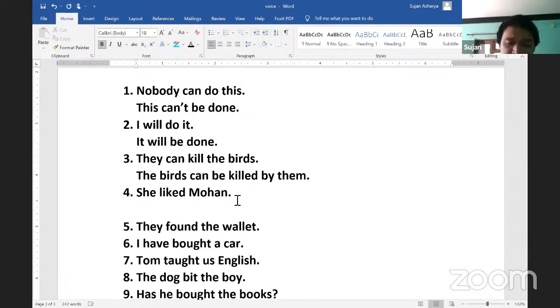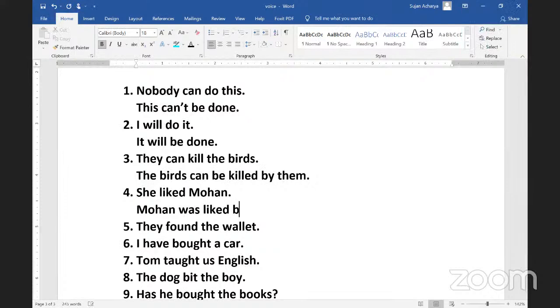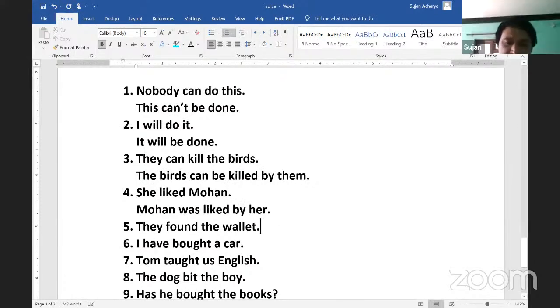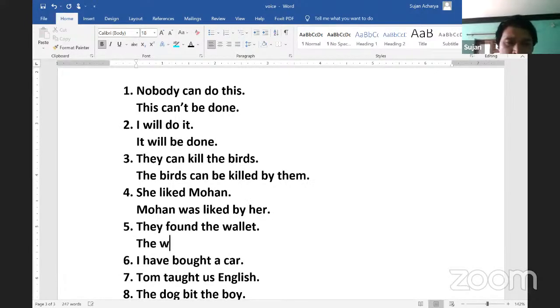She liked Mohan. Look at the term Mohan. She liked Mohan. Yeah, ed means the sentence is in simple past. In simple past, was or were. Mohan was liked by her. They found the wallet. The wallet was found. The wallet was found by them.